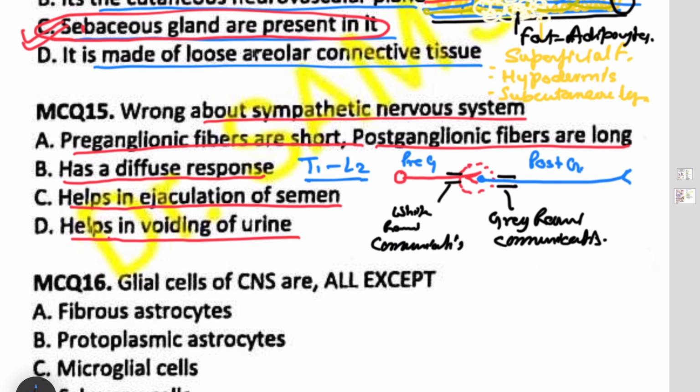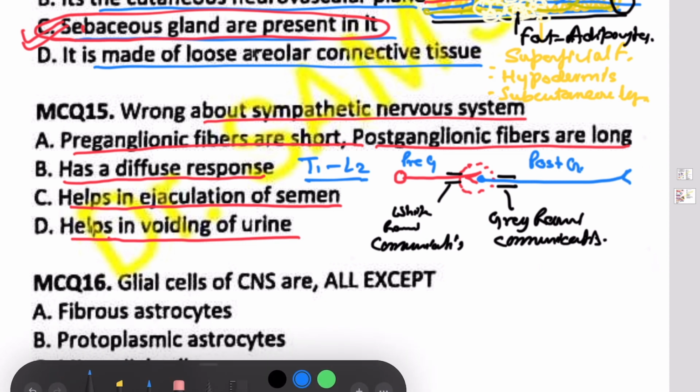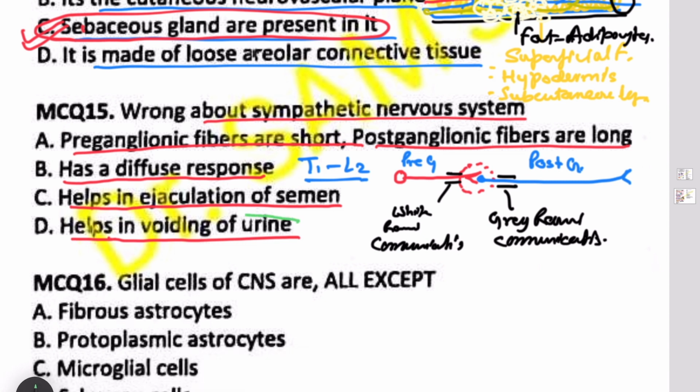So it's helping in ejaculation by preventing the retrograde ejaculation, by constricting the internal urethral sphincter. Now, talking about urine, just now I told you that sphincters are closed because of the sympathetic outflow, and the relaxation or the dilatation of the sphincters is because of the parasympathetic outflow, which is precisely controlled.